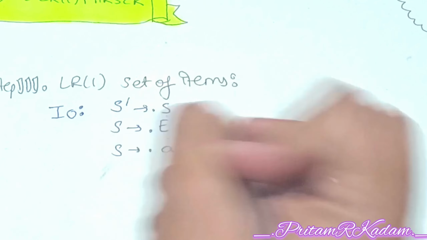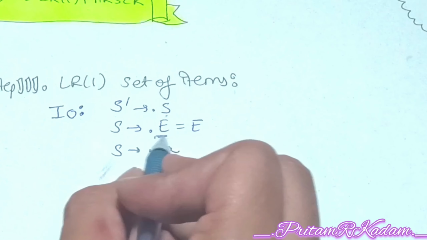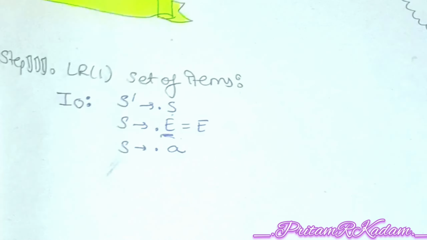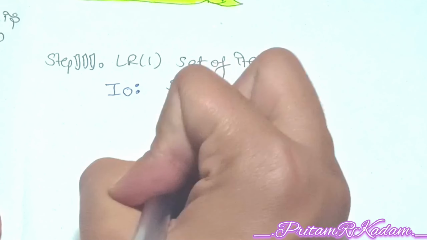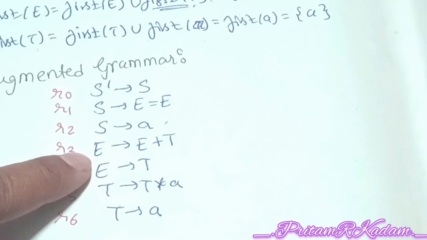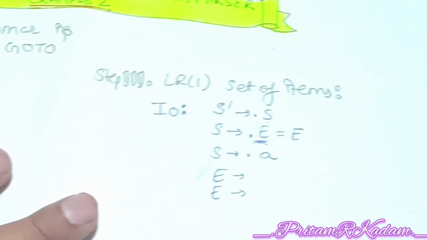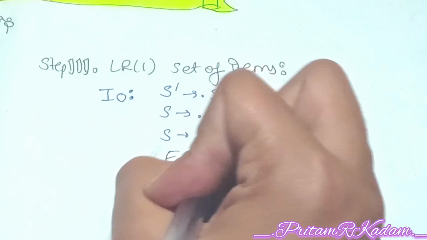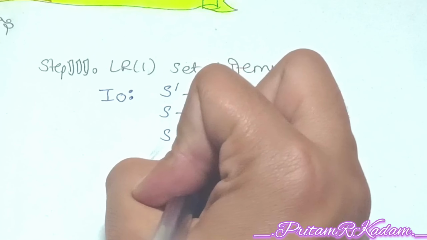So S gives E equals to E, and S gives A. Now we have E, that is a non-terminal after dot, so we'll write the productions of E also. So let us write it down. What is the production of E, which was E gives E plus T and E gives T.